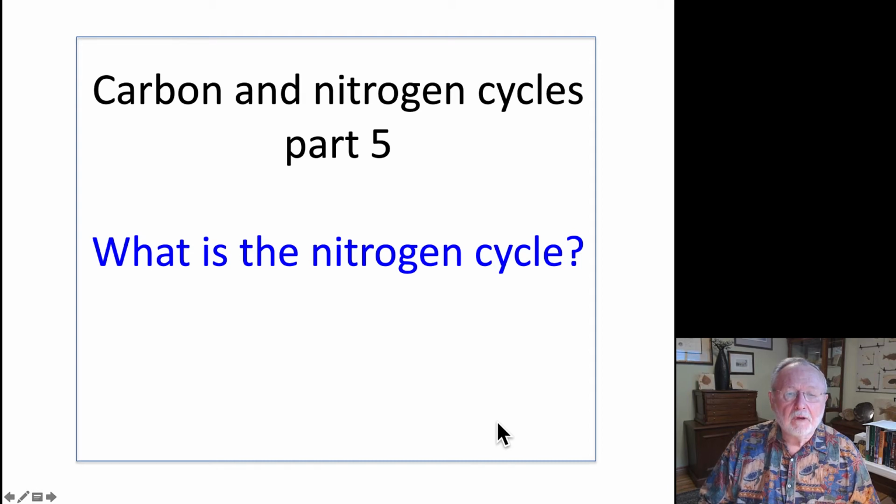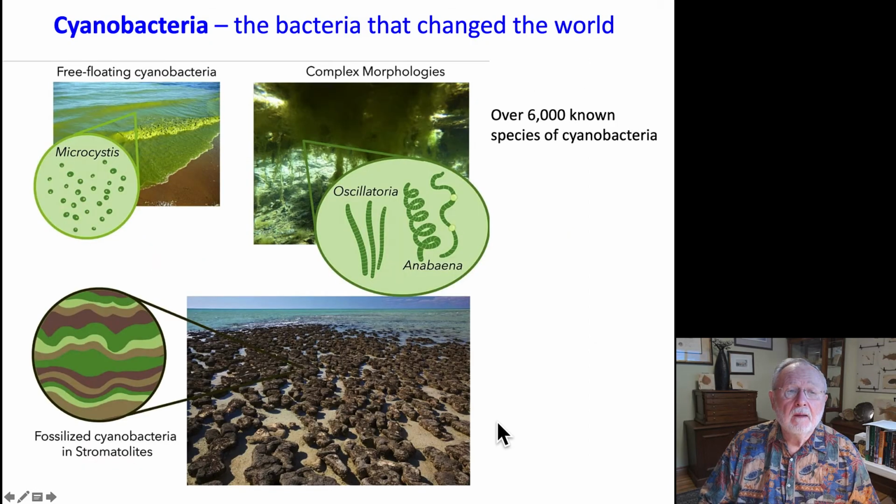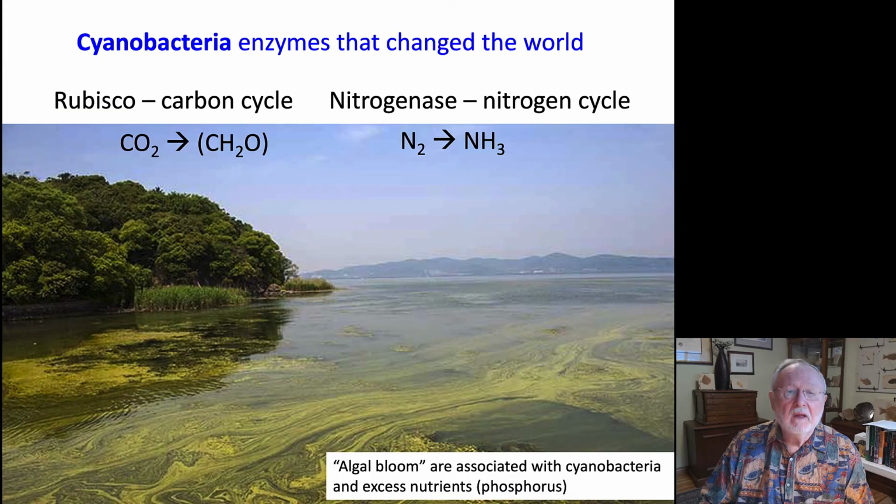Here on part 5, we're going to talk about the nitrogen cycle. Archaea and cyanobacteria changed the world in terms of an additional reaction. That additional reaction is the nitrogenase reaction, in which archaea and cyanobacteria are able to take diatomic nitrogen and reduce it to ammonia. The energy within those nitrogen-hydrogen bonds can then be used as an energy source for different metabolic processes.